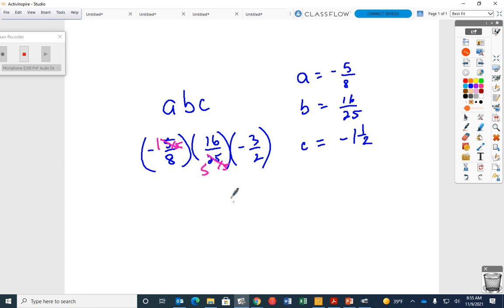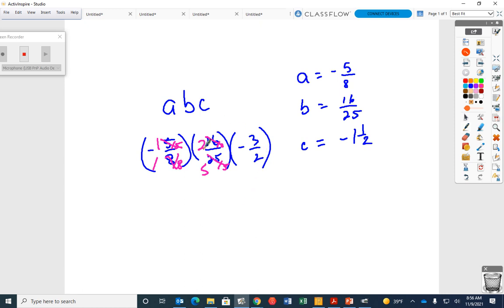Oh, we forgot. A negative times a positive is a negative, and a negative times a negative is a what? It's going to be a positive. Not worried about the sign, right? Positive. So we're not worried about it. Okay, is there something else I can cancel here? 8 and 16. 8 goes into 8 once and into 16 how many times? 2.